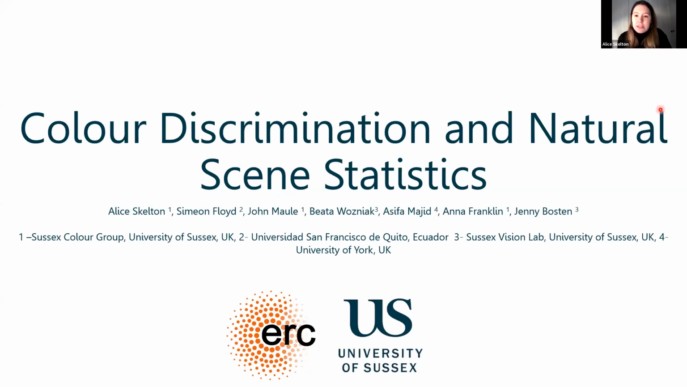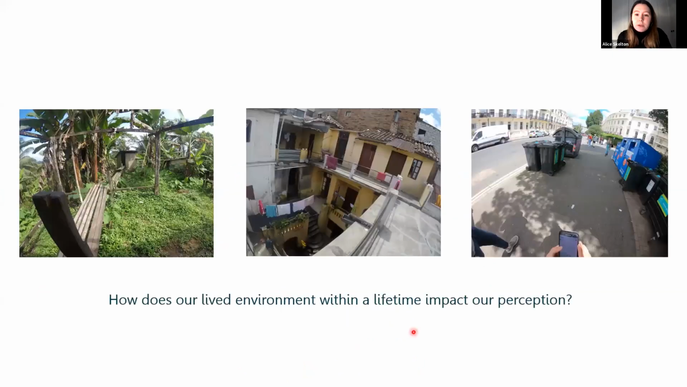So I'm going to be talking today about some work we've been doing in our lab, looking at how perception of colour discrimination in particular lines up with commonalities that you find in natural scenes. And this is some work we've been doing with some collaborators in Ecuador and Asper, who's just moving to Oxford now. So we're particularly interested in how the chromatic environment you live in currently might impact your perception of colour and the timescale that this might happen over.